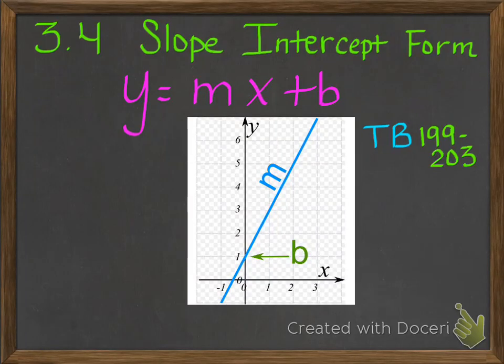Today's lesson is on Chapter 3, Lesson 4, Slope-Intercept Form. Y equals mx plus b is the format of the equation that you're going to see. And we're going to be working on textbook pages 199 through 203. I've also included a little graphic here just to solidify what it looks like on a graph.